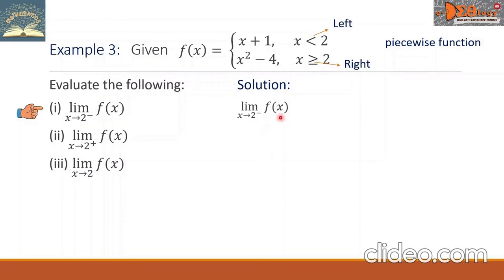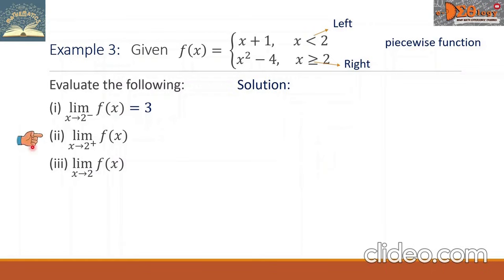Now, for the limit of f of x as x approaches 2 from the left, we're going to use this function x plus 1. So we rewrite our problem as the limit of x plus 1 as x approaches 2 from the left. Then we evaluate this. We substitute the number 2 to the x. So we have now 2 plus 1, which is equal to 3. This is the answer that we will write opposite the first problem.